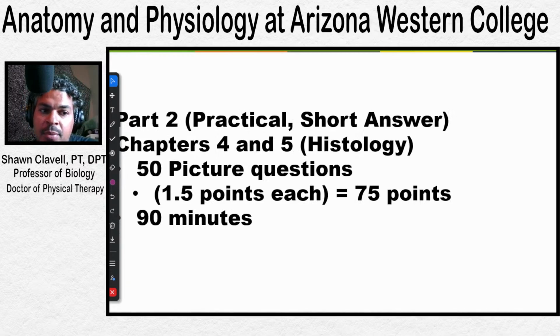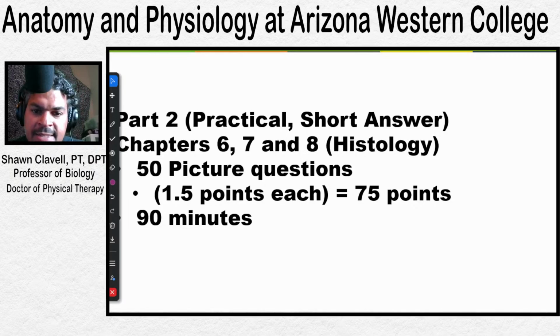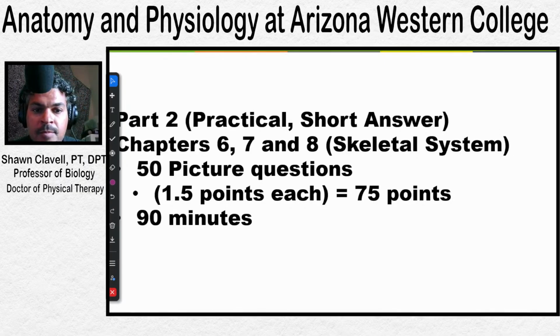So as we've mentioned, part two is going to be, let me see if I can fix that too while we're here. Again, chapters 6, 7, and 8. That is the skeletal system, which includes some histology of bones, cartilage, and any other associated structures, right? 50 questions, 1.5 points each, 90 minutes to complete.